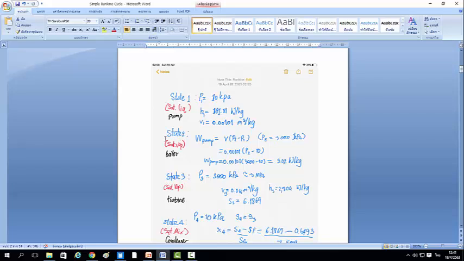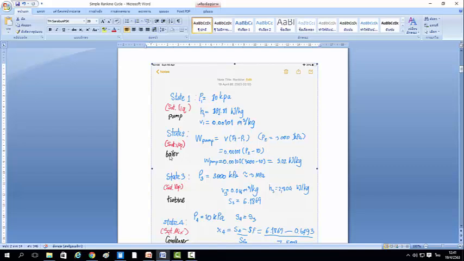And state 2 is a saturated vapor because it's at the boiler. The boiler consumes heat, so when water consumes heat, it becomes vapor. So this is the formula of work pump. You can say that work pump is equal to specific volume multiplied by P2 minus P1.